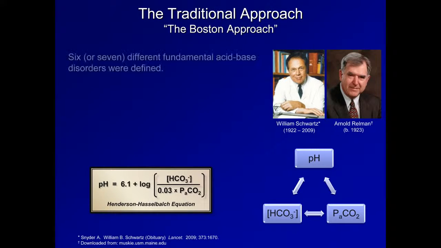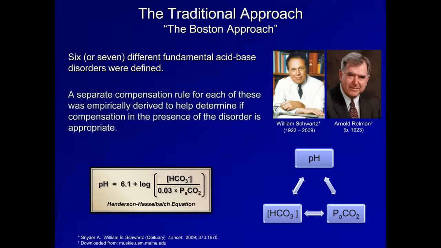The traditional approach defines 6 or 7 fundamental acid-base disorders, the difference due to whether one groups elevated gap and normal gap metabolic acidoses into the same category. A separate compensation rule for each of these was empirically derived to help determine if compensation in the presence of the primary disorder is appropriate. This was discussed in detail in Lecture 4.